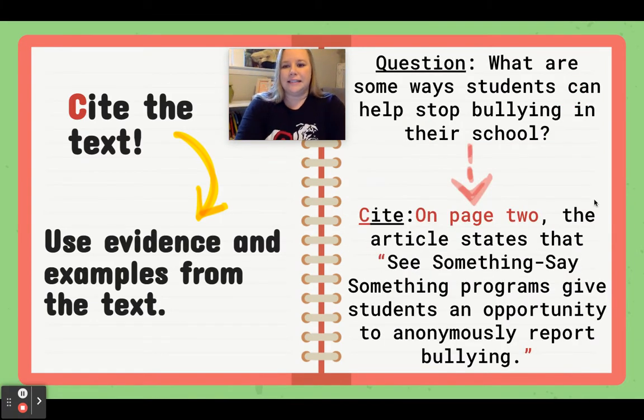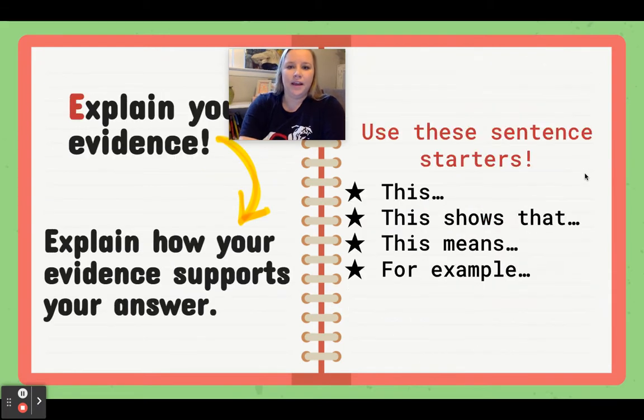Okay, so for example, if we are going to cite evidence from an article to answer our bullying question, we could say, on page 2, the article states that See Something, Say Something programs give students an opportunity to anonymously report bullying, end quote. Now notice we have a little lead in, on page 2, and we also have 2 quotation marks, a beginning and an ending, all right?